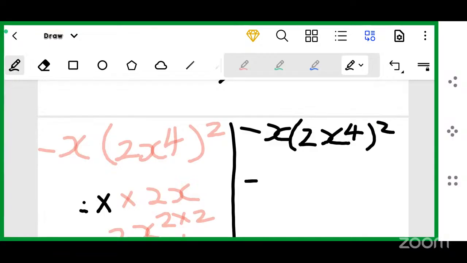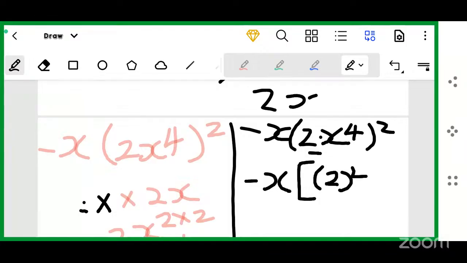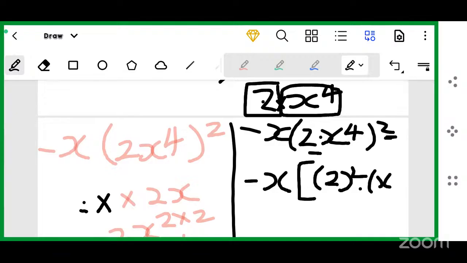So now we leave this outside, right? And we firstly work with this one. So here you're going to have the 2 to the power of 2. Remember, this 2x to the power of 4 is the same as 2 multiplied by x to the power of 4. So you can keep the 2 separately from the x, and the 2 is going to have its own exponent. And then the second part, you'll multiply by x to the power of 4, which is going to have to the power of 2 on top.